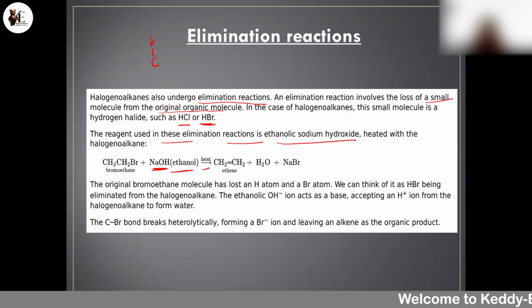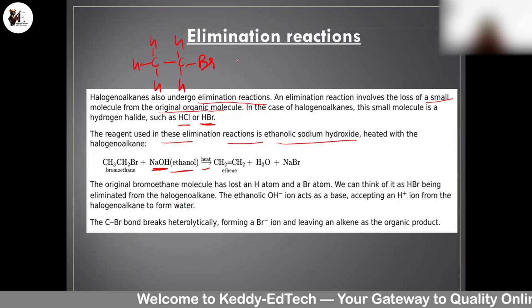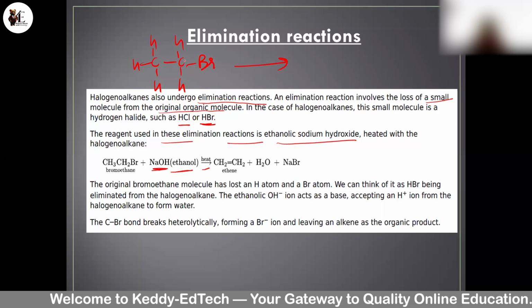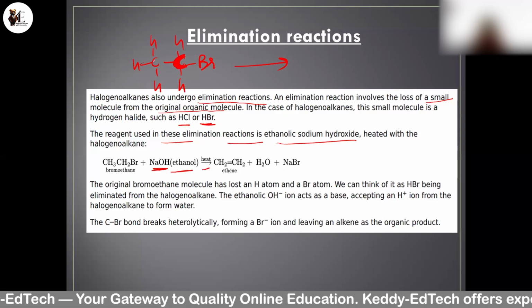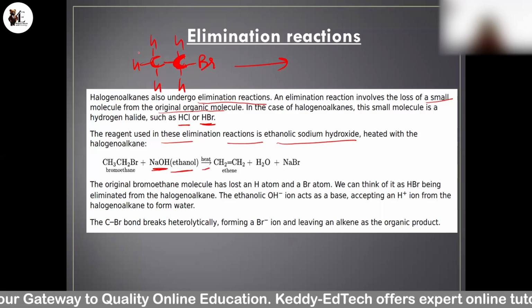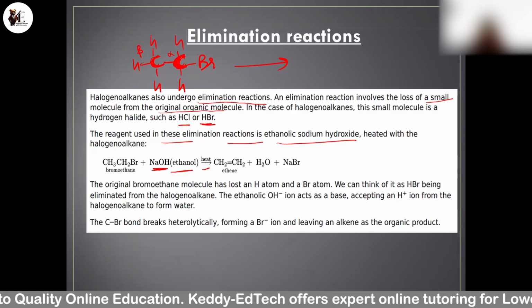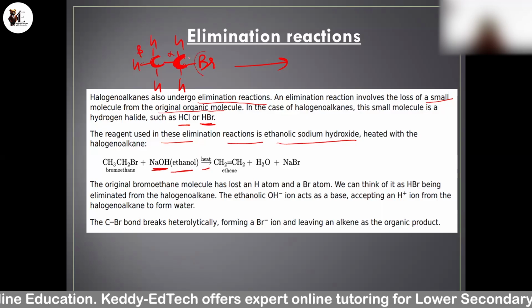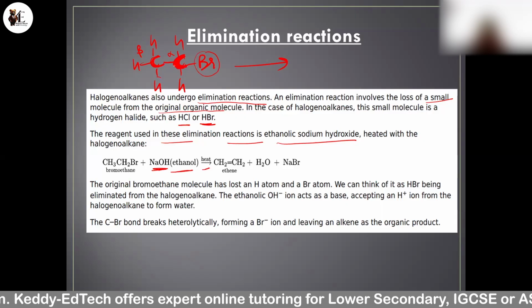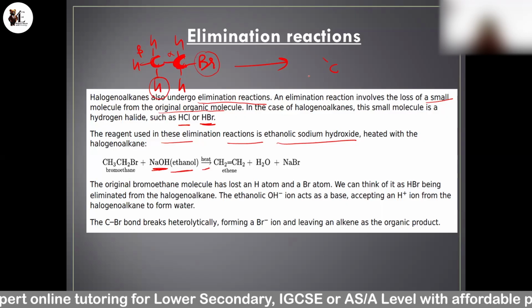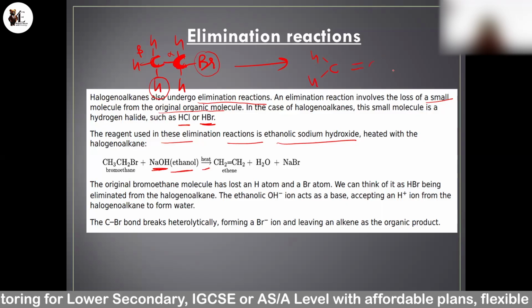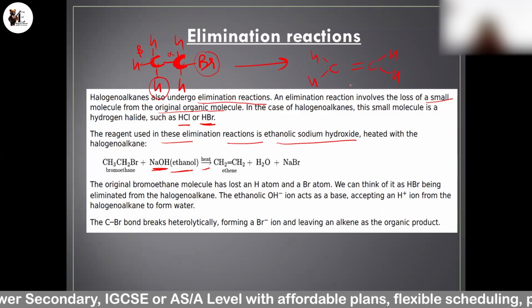Now what happens if we draw the displayed formula? So it is CH3CH2Br. When you heat it with ethanolic solution of sodium hydroxide, then what happens? This one which I have highlighted is my alpha carbon and the next carbon is my beta carbon. So from alpha you have to remove the halogen, from beta you have to remove hydrogen and you have to put a double bond between alpha and beta. So it becomes CH2=CH2. So it is your one and only ethene, okay?